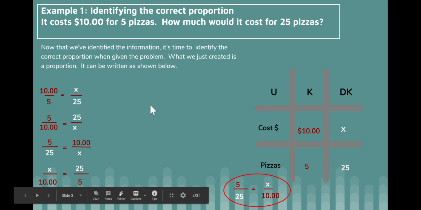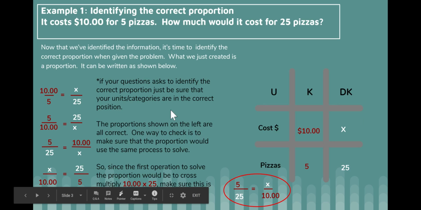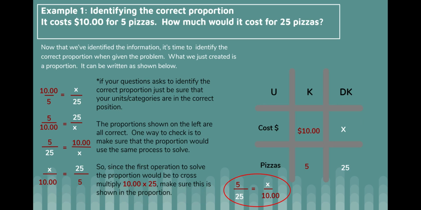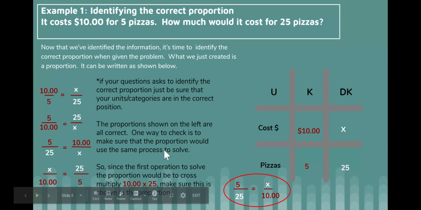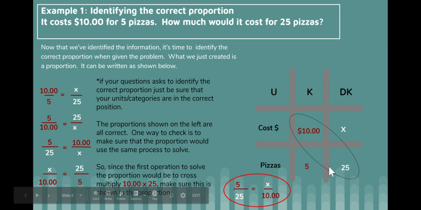It doesn't always have to be written like that, and sometimes it won't be. When we're looking for the correct one, it could be any number of examples they give us, but there's one thing we always need to pay attention to: make sure the categories are in the correct space. One way to check is to ask, what would I do first to solve this problem? The first thing I'm going to do is multiply that 10 times that 25. If I have a proportion that does not put these numbers in a space where I can multiply them across, then I cannot say that that's a correct proportion.